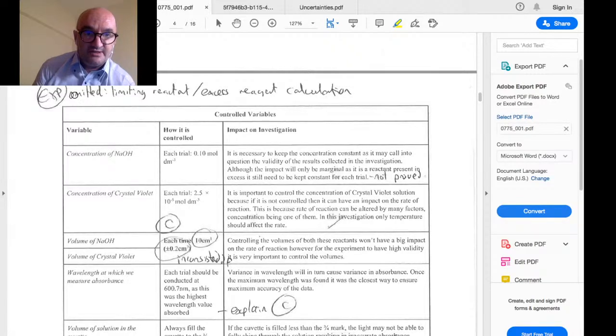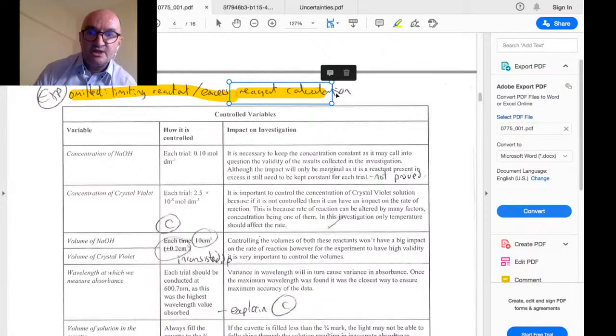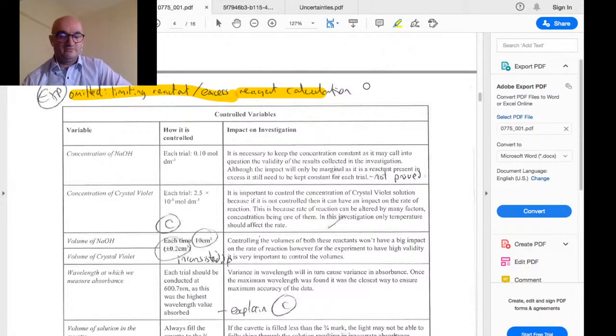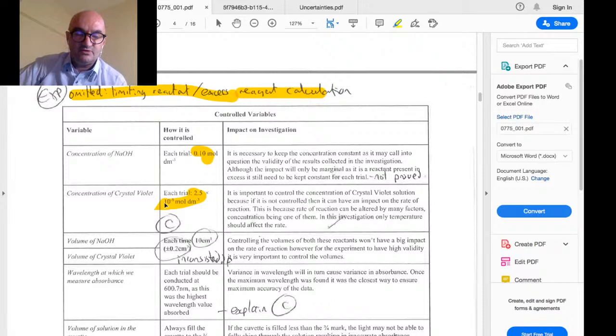I don't know if you noticed, anybody that's here that's marking it, the big omission from the controlled variables was the fact that the student did not perform, and this is a common mistake, a limiting reactant excess reagent calculation to prove that she is indeed altering the concentration of the thing that she is studying. Yes, you could argue that's 0.1 mol per decimeter cubed, that's 2.5 by 10 to the minus 5. The CV, the crystal violet, is exquisitely more dilute than the sodium hydroxide, but you still need to prove that you've controlled that variable. It's not enough to say it's obvious, okay? Make it abundantly obvious to your marker.